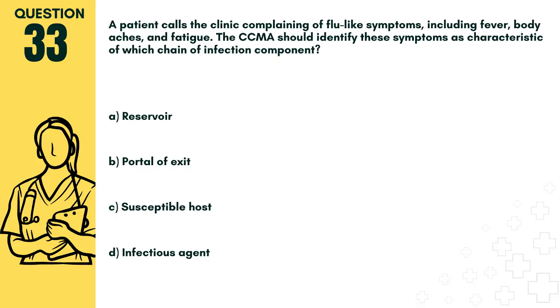Question 33. A patient calls the clinic complaining of flu-like symptoms, including fever, body aches, and fatigue. The CCMA should identify these symptoms as characteristic of which chain of infection component? A. Reservoir. B. Portal of exit. C. Susceptible host. D. Infectious agent.